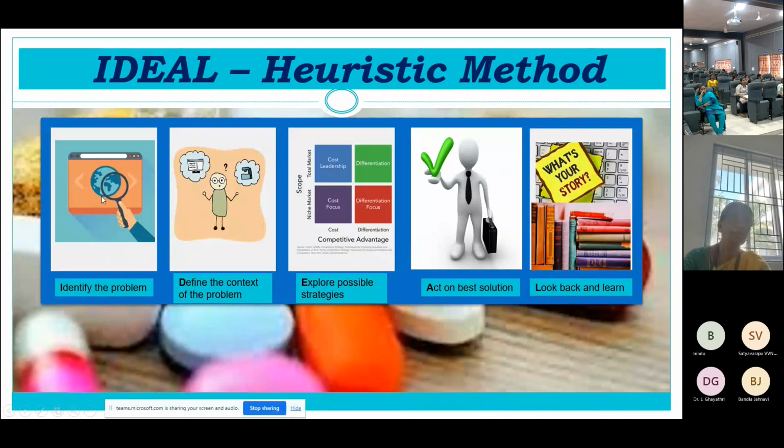You are having so many solutions for a problem. Then you are identifying the problem, defining the context, exploring all the possible strategies, and acting on the best solution. Again, you are checking, you are going back and you are searching for your story, and you are learning it.